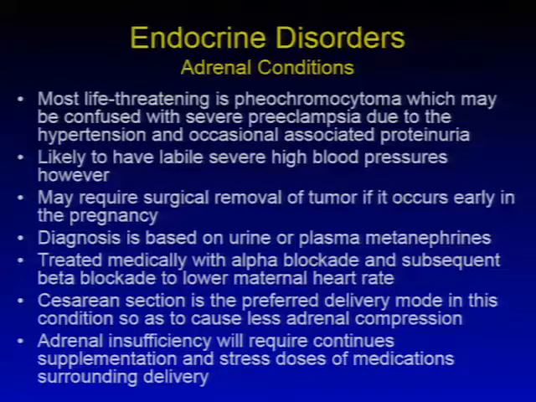Diagnosis is based on urine or plasma metanephrines, and it is treated medically with alpha blockade and subsequent beta blockade. If allowed to persist during the pregnancy, cesarean section is the preferred delivery mode in this condition so as to cause less adrenal compression. And if the mother has adrenal insufficiency, they will require continued supplementation and stress doses of medications around the time of delivery.